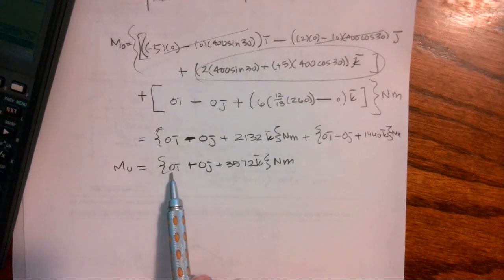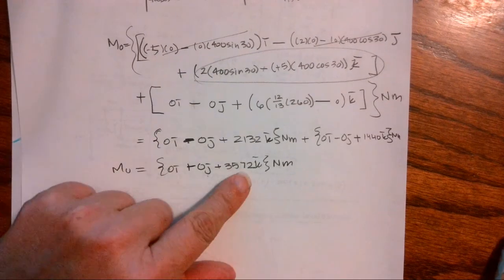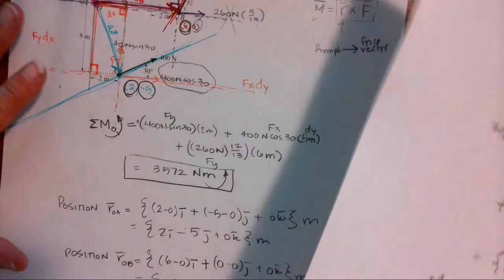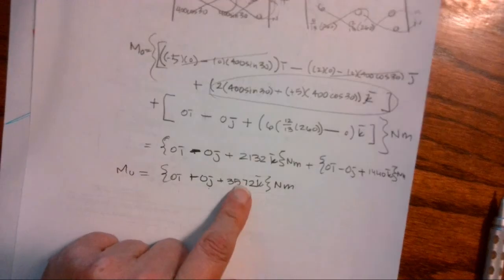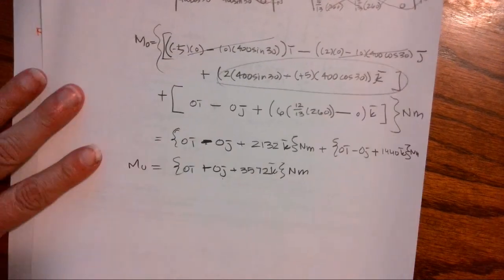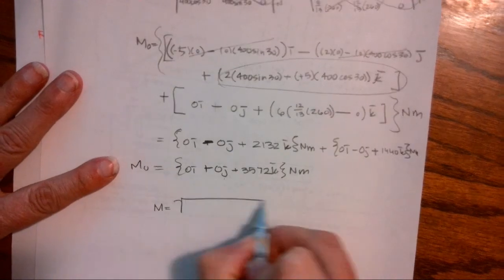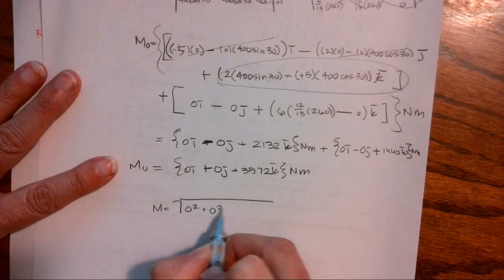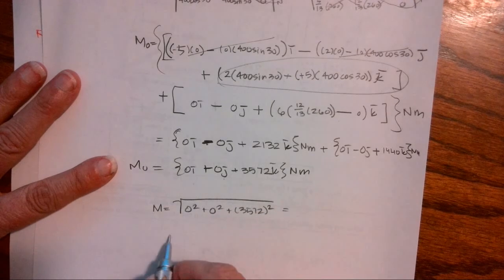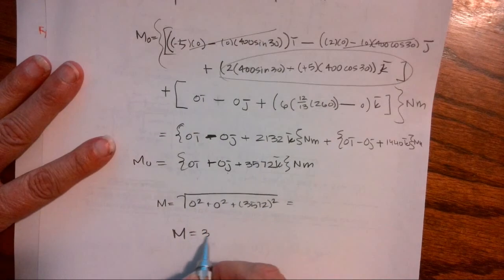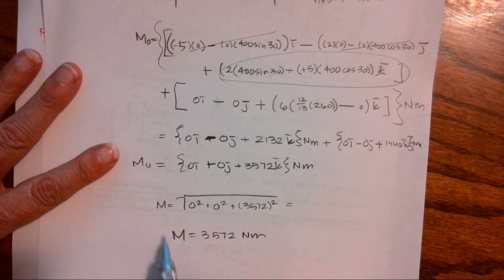Okay, and we have a 0 and a 0 for my x and y. The moment is wrapping around the z-axis. And we're going to go back and ask ourselves, does this make sense? Well, we got the same value here. If we want to find the magnitude to make sure it matches our scalar, we can go through 0 squared plus 0 squared plus 3572 squared. And indeed, our moment magnitude is 3,572 newton meters. Okay, so we end up with the same magnitude.